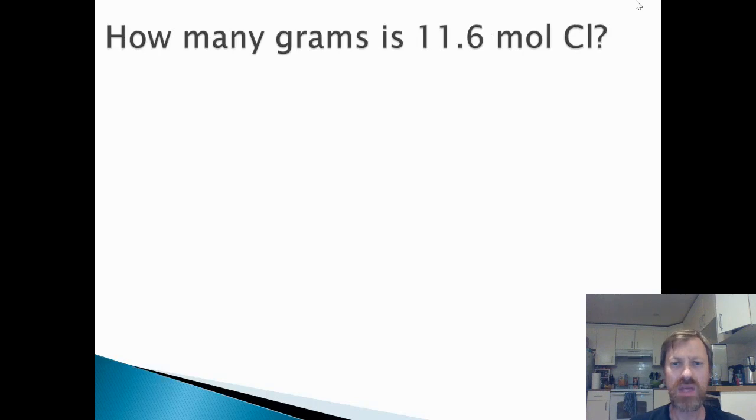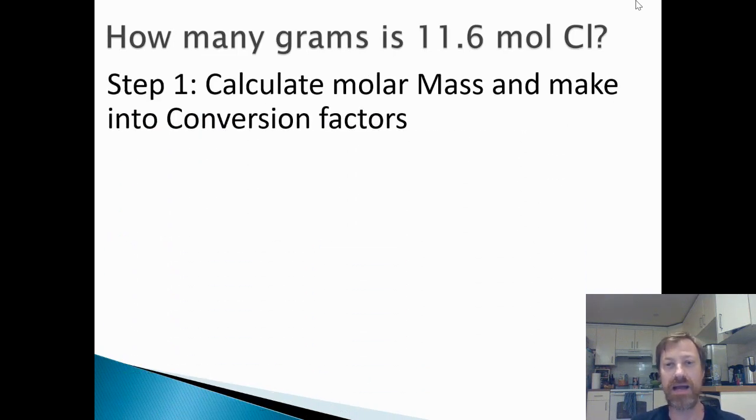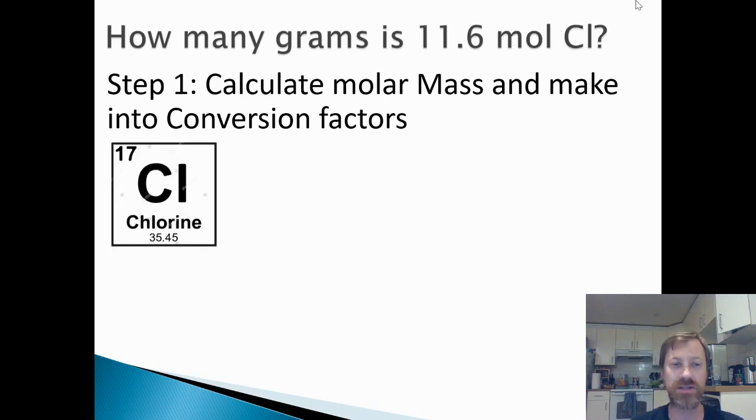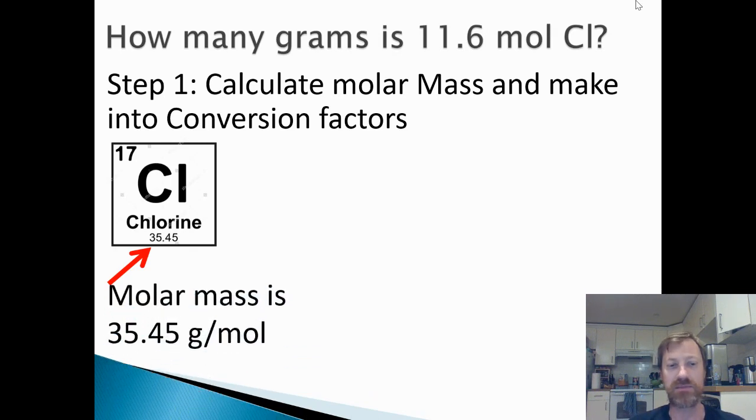All right, so let's go into an example here. How many grams is 11.6 moles of chlorine? Well, first thing we want to do is calculate the molar mass and make it into conversion factors. We've got chlorine here, so let's go to a periodic table and look it up. 35.45, this number right here on the bottom of the square on the periodic table, that's the molar mass. So it's 35.45 grams per mole.